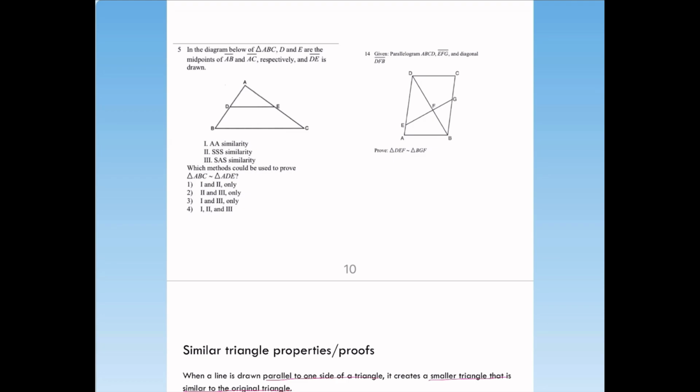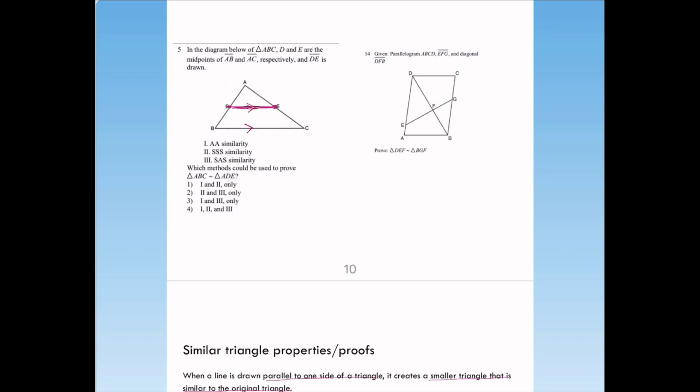In the diagram below of triangle ABC, D and E are the midpoints of AB and AC, and DE is drawn. Which methods could be used to prove triangle ABC similar to triangle ADE? Okay, so we know that D and E are midpoints of AB and AC, which makes this line DE a midsegment. And according to the midsegment theorem, the midsegment is parallel to the third side, which in this triangle is line BC.